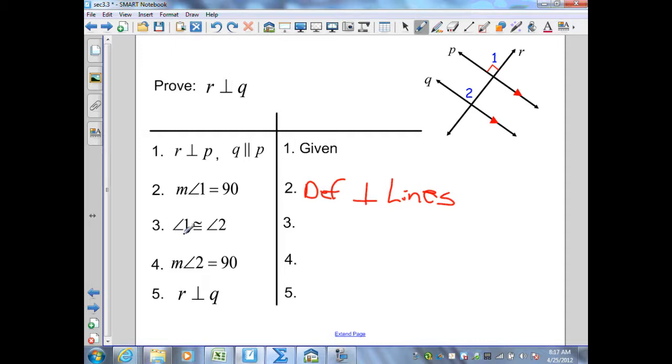Number 3, angle 1 is congruent to angle 2. Well, I know that Q and P are parallel. These two angles are congruent because of the corresponding angle postulate. If two parallel lines are cut by a transversal, then corresponding angles are congruent. Then I can state that the measure of angle 2 is 90 degrees. I know that because of substitution. Since the measure of angle 1 is 90, and angle 1 and 2 are congruent, I can then substitute to say that measure of angle 2 is 90. And when two lines intersect to form right angles, they must be perpendicular. Definition of perpendicular lines.